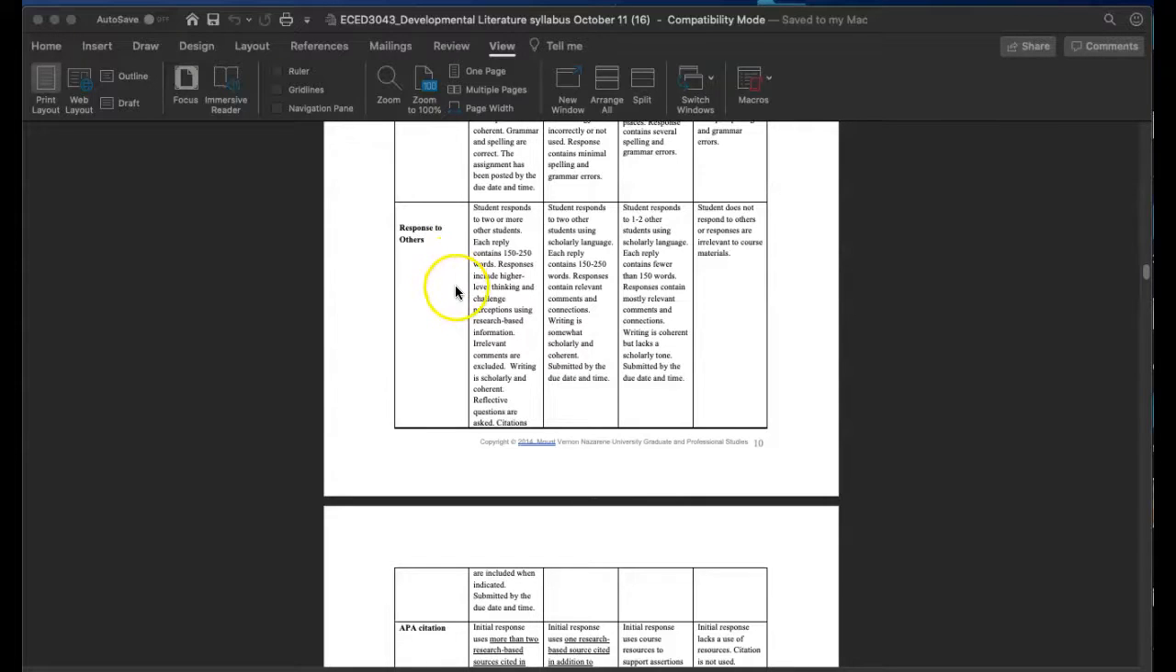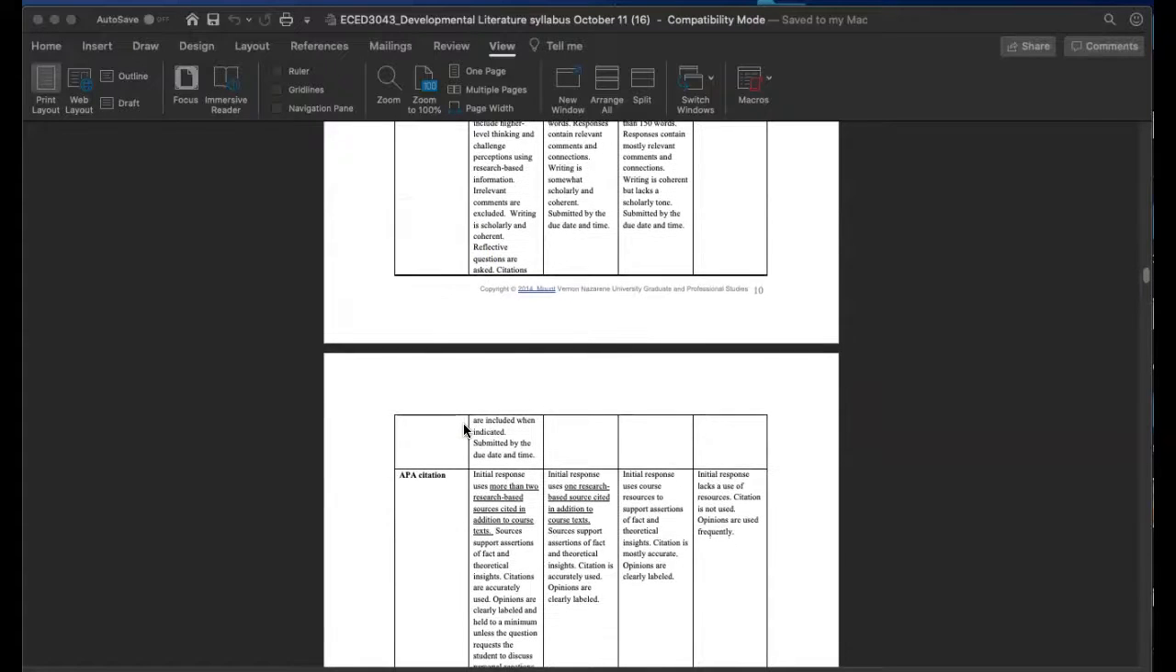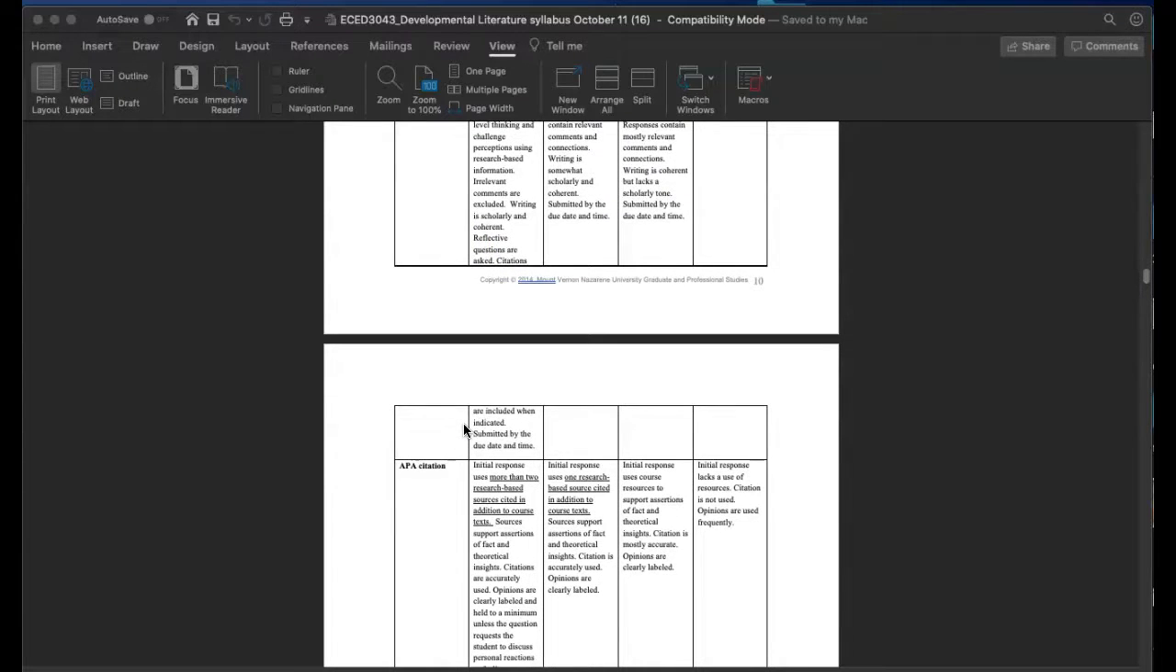Responses include higher level thinking and challenge perceptions using research-based information. So in other words, you should be asking higher level thinking questions of your peers. Irrelevant comments are excluded. Your writing should be scholarly and coherent. Reflective questions are asked. Citations are included when indicated. Submitted by the due date and time.